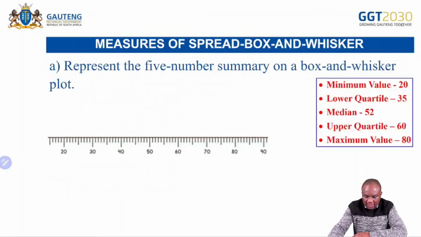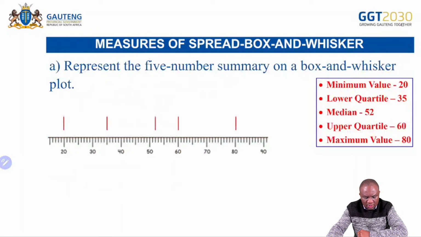Right, welcome back. Now let's do the sketching. If you did not finish, it's fine. Please just continue. Right, the minimum value is 20, so we have our minimum value there, 20. The lower quartile is 35, so we have our lower quartile there, 35. The median is 52, we have our median there, 52. The upper quartile is 60, so we have 60 there. And then we have the maximum value.